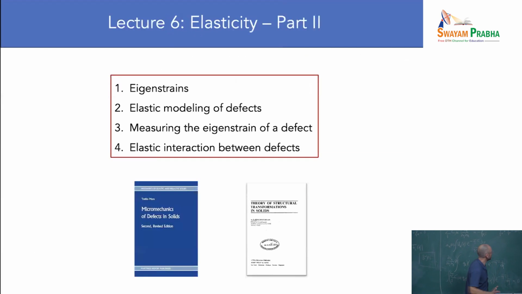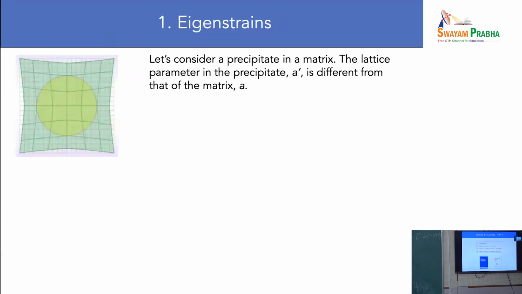Just to go back to the slides, first I want to acknowledge. The two Bibles in this field are the book by Toshio Mura on micromechanics of defects, and all the work done by Armen Khachaturyan, in particular his book A Theory of Structural Transformations. They both do basically exactly the same. They don't necessarily explain it the same way, but the basis is the same, and everything is based on eigenstrains.